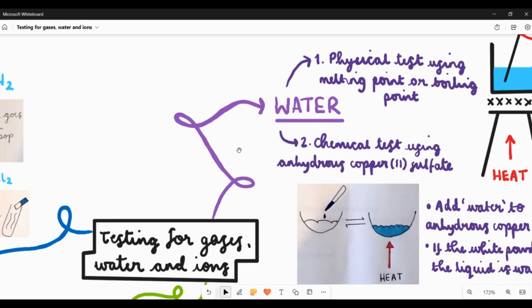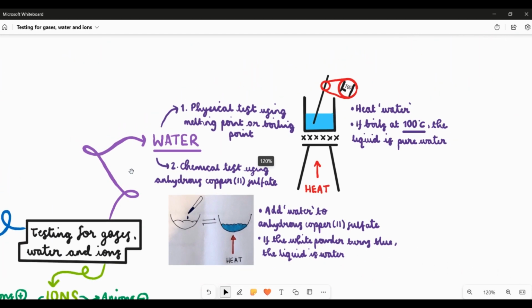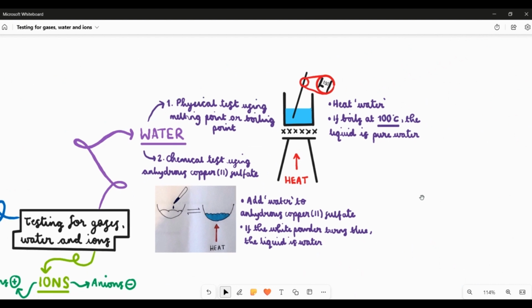On some GCSE specifications, we also need to know how to test for water. Now, there's 2 different types of tests we can do for water. One is a physical test, which requires us to test the melting point or the boiling point of the substance we believe to be water. And the second type of test we can do is a chemical test, which again will show us whether the liquid we believe to be water is water.